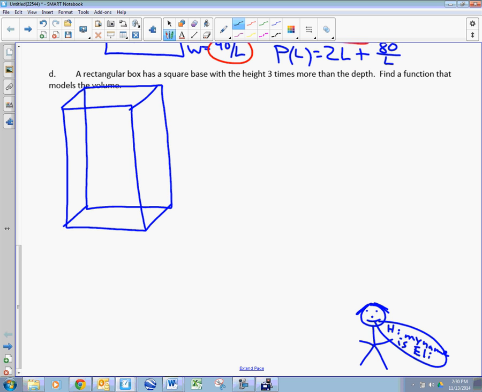Square base. Square base, so if that's X, what's the other side? X. It says the height is 3 times more than the depth. So 3x. And I want to write a function that models volume. What's my variable? Yes, volume is length times width times height, but I've already decided what the variable is. Volume in terms of x is equal to, if we multiply the length times the width times the height, what do you get? 3x to the third.